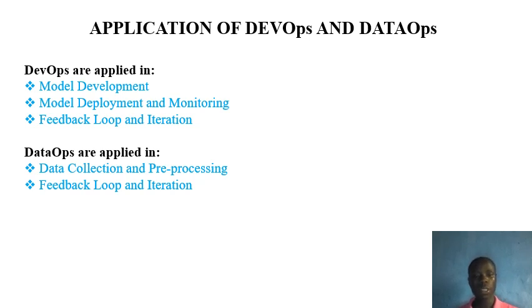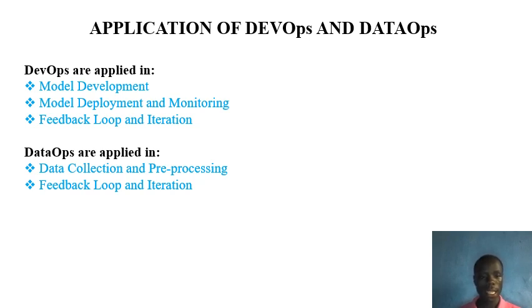And for model deployment and monitoring, this is another crucial stage for deploying a machine learning model into a production environment, which ensures efficiency and reliability. And the other is feedback loop and iteration, this technique facilitates the implementation of feedback loops between the development operations and the end users. And this includes collecting feedback from various stages of the deployment process.